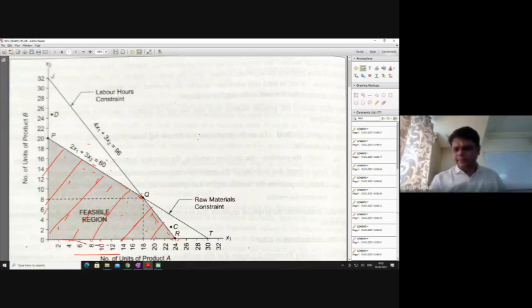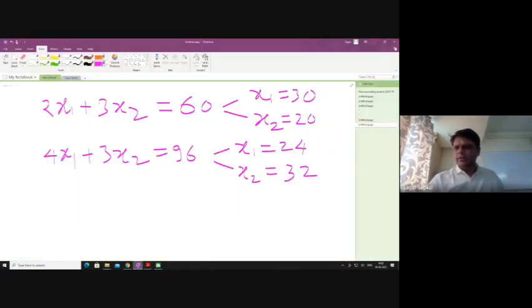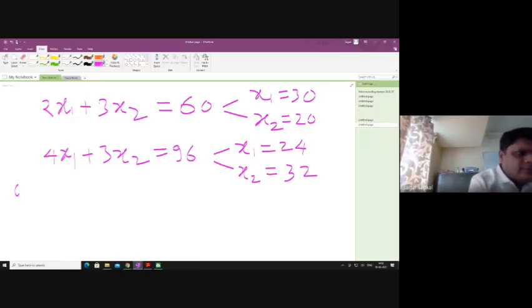Okay, I will write it here. In one note, I'll write it here. Okay, what is the first point? O. That is 0, 0. Now tell me, if you put it in the objective function, what will be the value of Z?